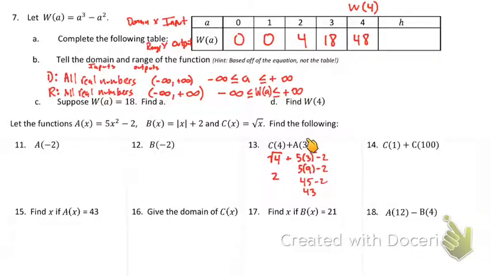Okay, so my A function turned into 43, and now we're going to add 2 to it from our previous function. What's 2 plus 43? It equals 45. So my answer to this plus this is 45.